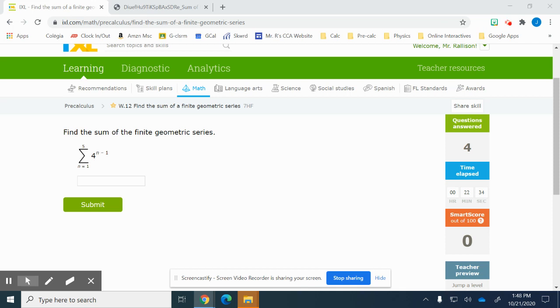This is the sum of a finite geometric series. There are infinite geometric series if the ratio is less than 1. Instead of getting bigger and bigger and bigger, the ratio converges on a number, and we'll learn that later. But right now, this is the sum of the finite geometric series.